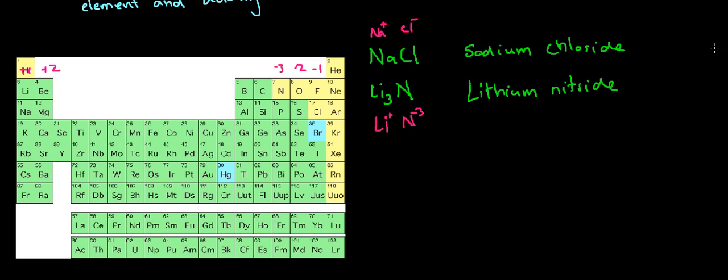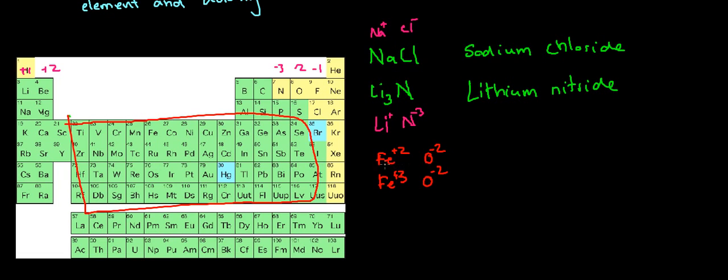Now I need to talk about situations where a transition metal is involved. Transition metals are usually these elements. And they can have multiple charges. Not at once, but take for instance iron. Iron can have a +2, or iron can have a +3 charge. And if I had iron and oxygen, which has a -2, how would I distinguish between the two?